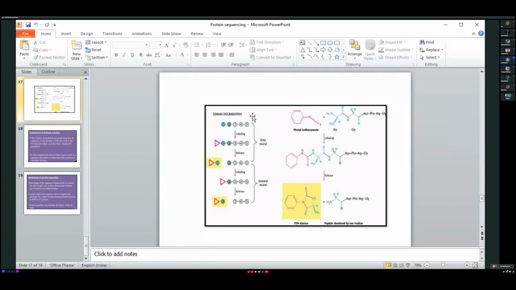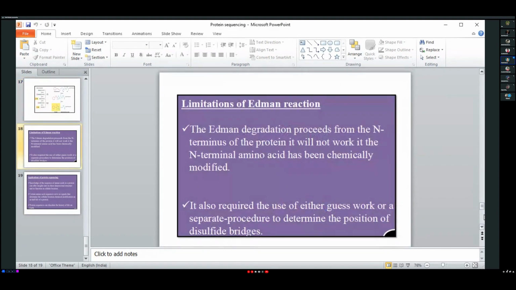Whatever I have told you is being depicted over here. Please go through this picture. I think you will be able to understand.